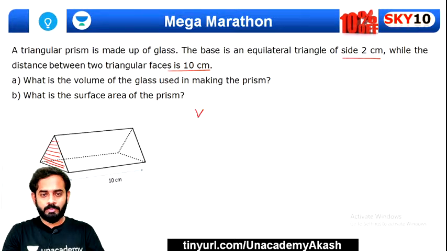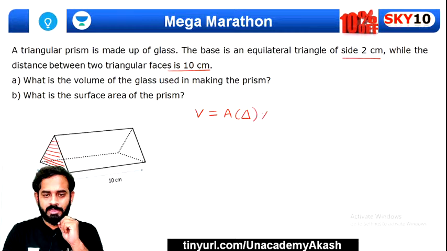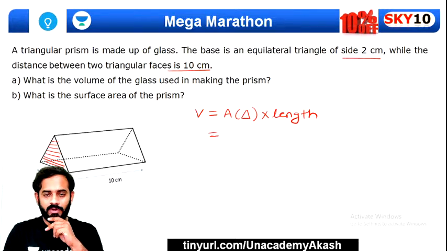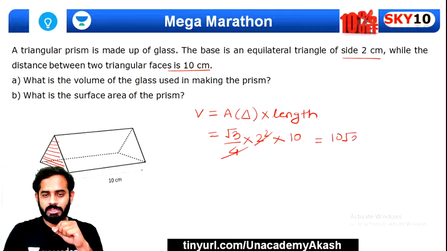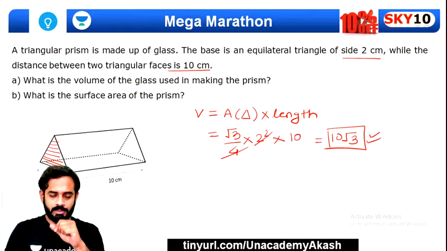The formula of volume of this triangular prism is area of that triangle multiplied by length. Since that triangle is an equilateral triangle, the area of an equilateral triangle is root 3 by 4 side square, that is 2 square, multiplied by the length, 10. So 4 gets cancelled. 10 root 3, this will be the volume of this triangular prism, in centimeter cube.